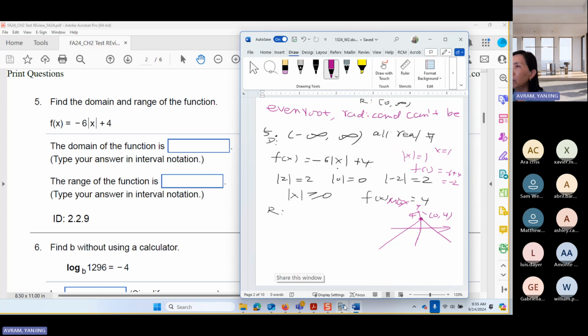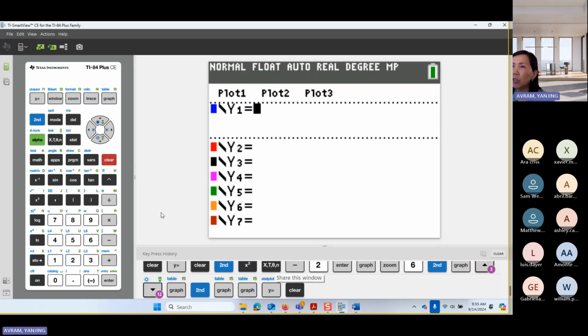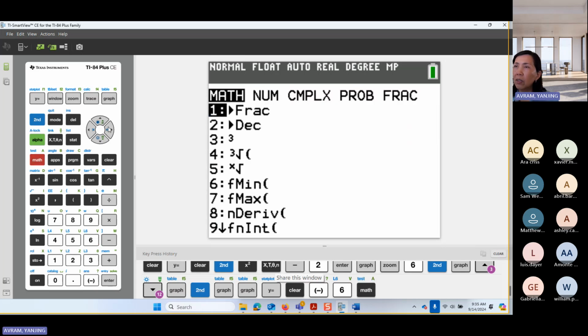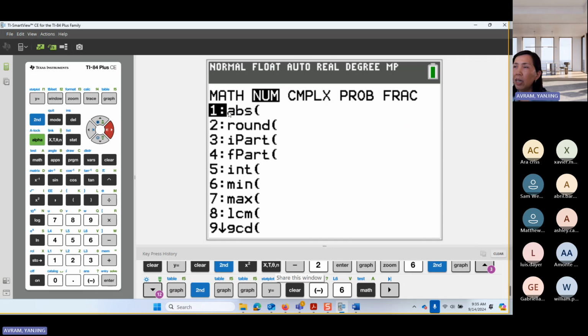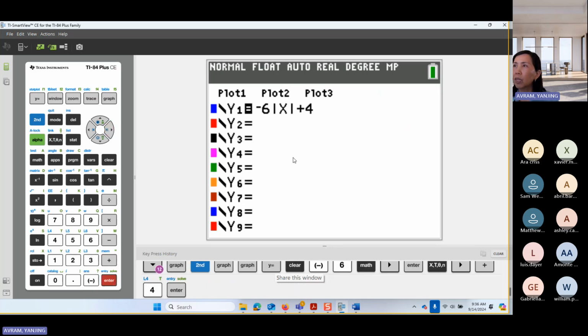Okay, so let's put this whole thing into the calculator. I have a negative 6, so the first number is negative. You need to use the parentheses here. Okay, negative 6, and then times the absolute value. So where do I find the absolute value for the x? You will have to go to math, I think, and then go to number, and the abs( is the absolute value. All right, so now I have an absolute value of x, right? And then we have to move out and then plus 4.